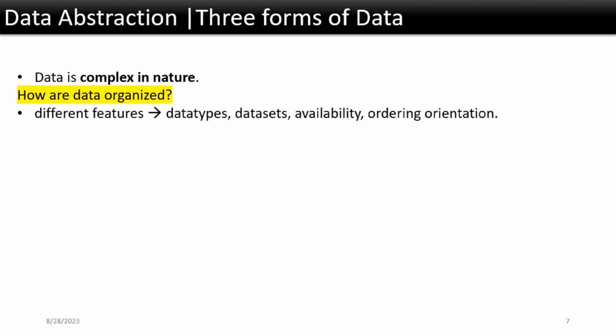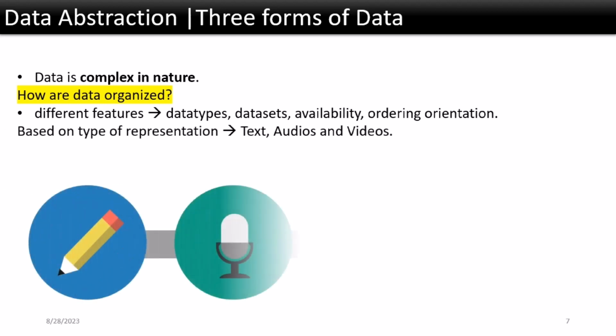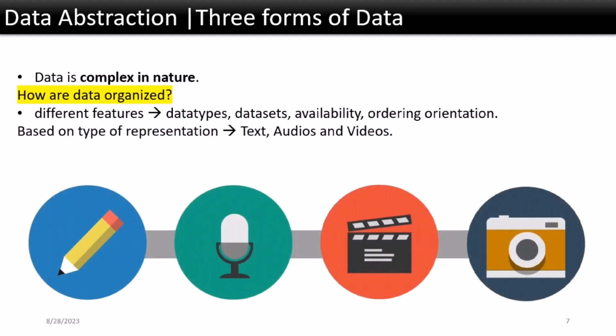Data is complex in nature. The complexity of data can be understood by organizing the data, and organizing the data can be done by knowing the features of data. How do we understand those features? There are three levels of data, but those three levels have the same type of features, and those features would be data types, data sets, attributes, data files, and ordering orientations. Based on the type of representation, there are three levels of data.